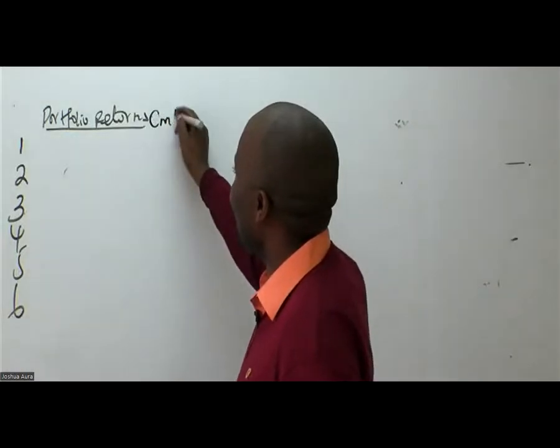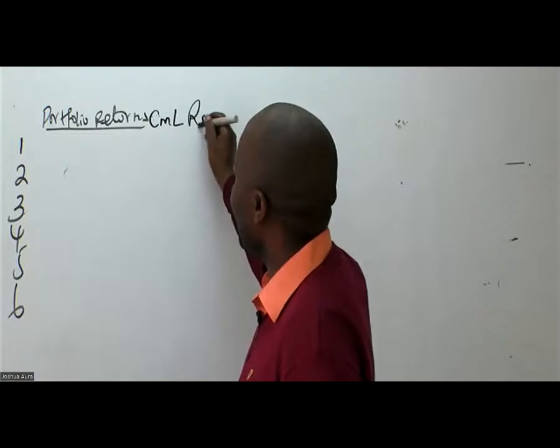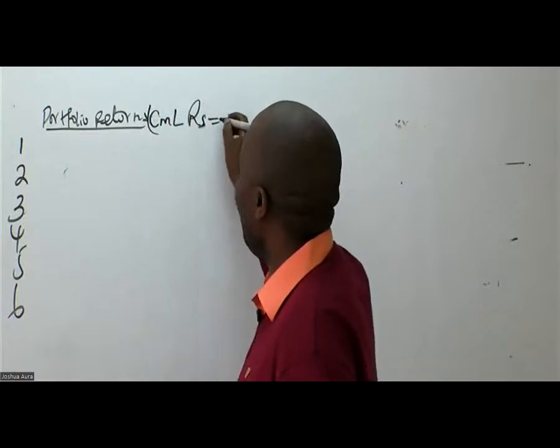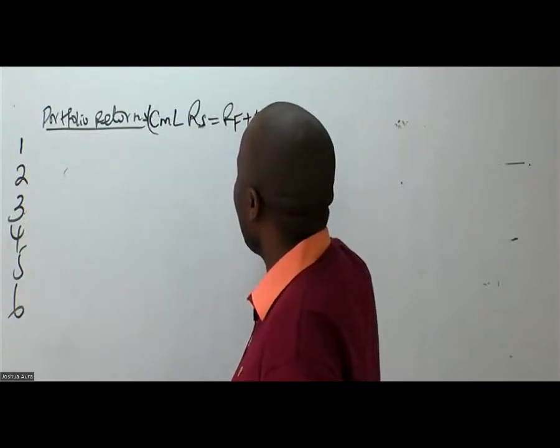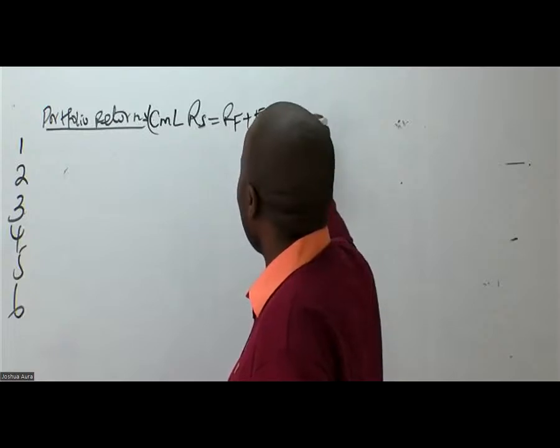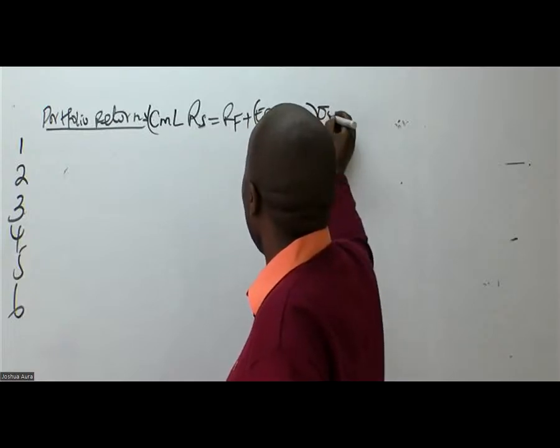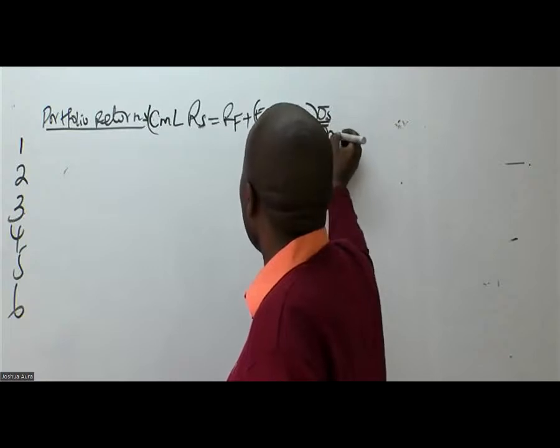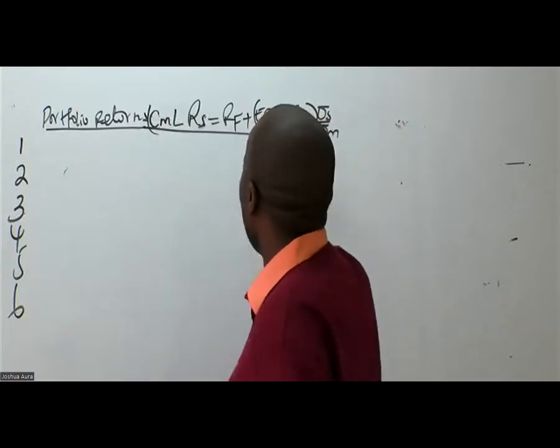And these CML returns of our security will be equal to risk-free plus (ERM minus risk-free) multiplied by the standard deviation of S divided by the standard deviation of the market. So I would want us to get this for each security.